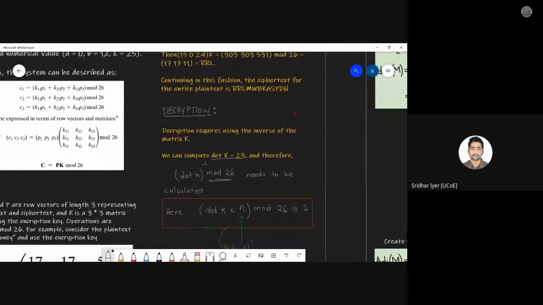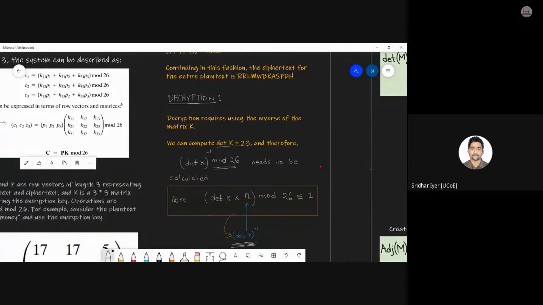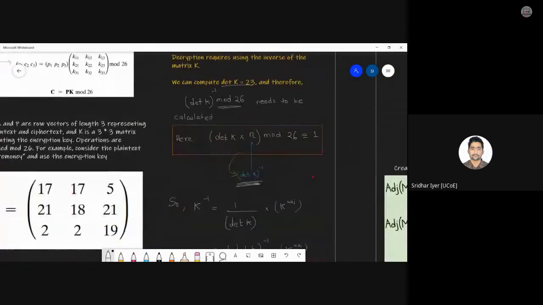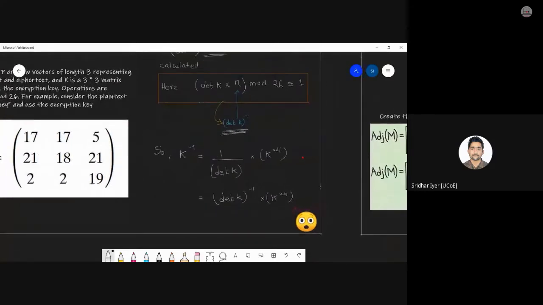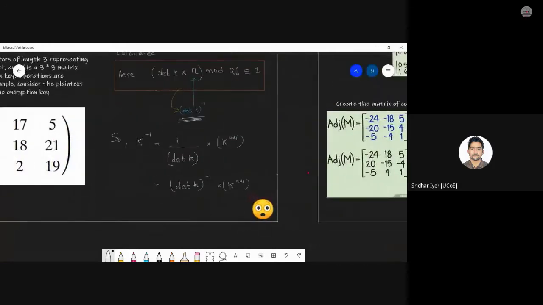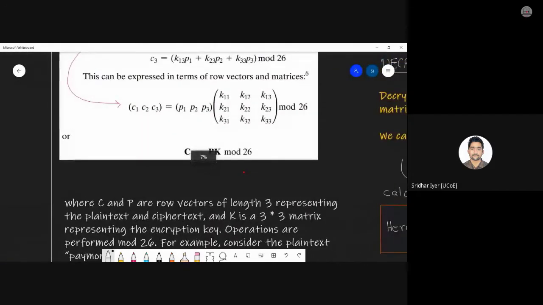Similarly, the decryption process involves the inverse of the key. We also saw what are the various ways of calculating the inverse. We first of all found out the determinant, then the inverse of that determinant using this method, Chinese remainder theorem, and then we got the adjugate of that matrix K. And using this formula, we found out what is K inverse. Once K inverse is done, we go back to this main formula and replace C by P everywhere. So it becomes P is equal to C, and replace K by K inverse. The rest of the formula remains the same.